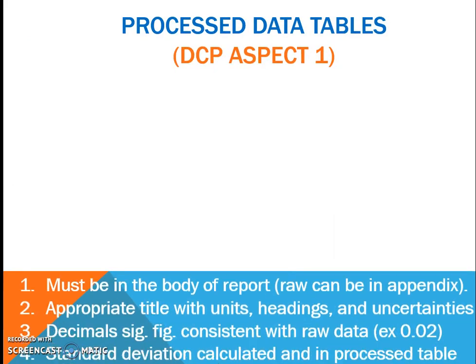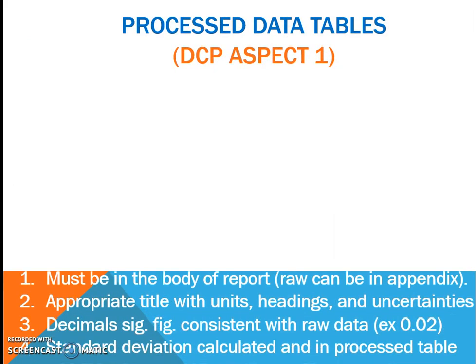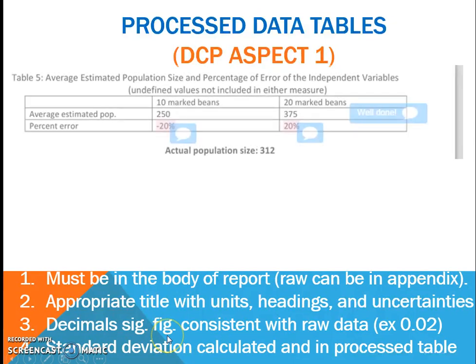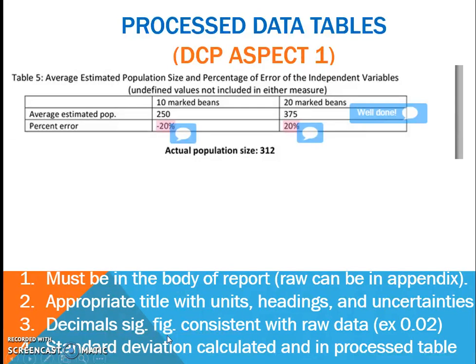Process data tables. Now I need to make sure that these process data tables are in the main body of my report. I need to make sure that they have good titles, just like my raw data with headings and uncertainties. I need to keep my decimals consistent with whatever I had previously. So we saw an example earlier in the year when we did our practice on mark and recapture. All right, that was the example of a process data table, averages and percent error.